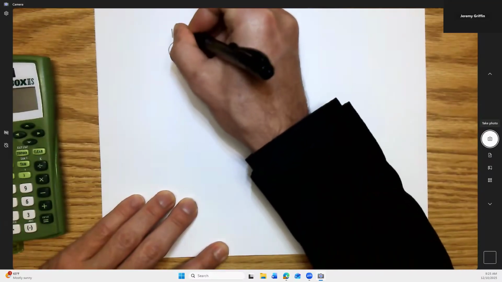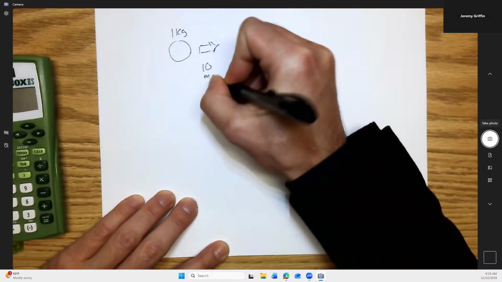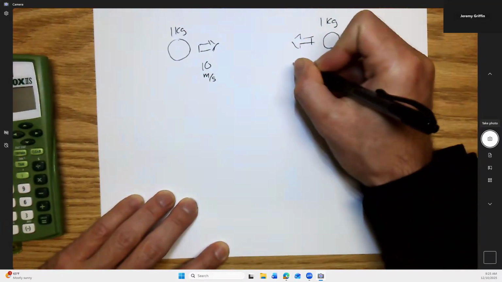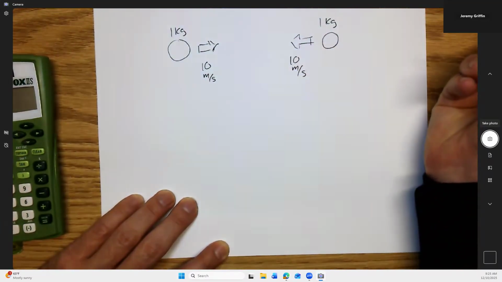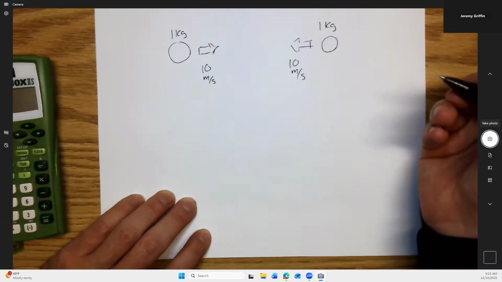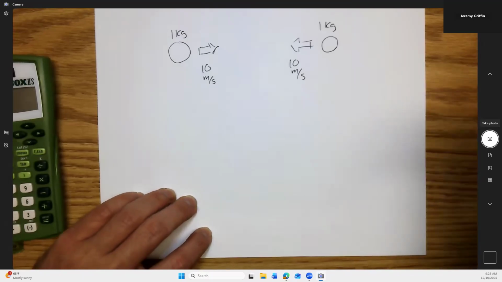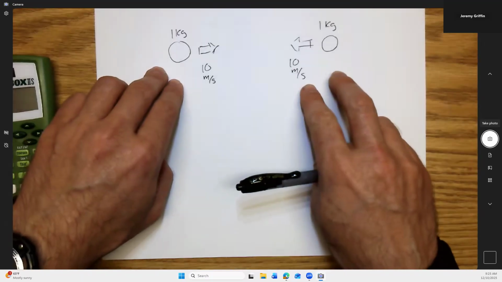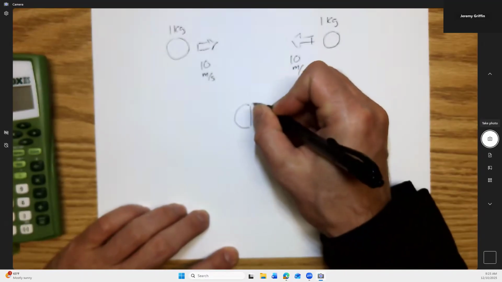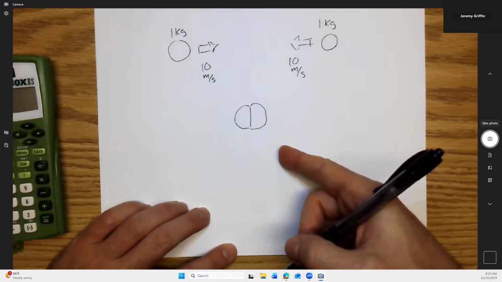Suppose you have 1 kilogram going at 10 meters per second to the right, and you have 1 kilogram going at 10 meters per second to the left. What's the total momentum in the system? Zero, because I got 10 here and negative 10 here. The sum of the momentum is 0. After they stick together, what's the final velocity? It would be 0.